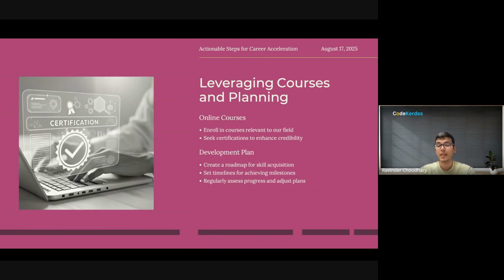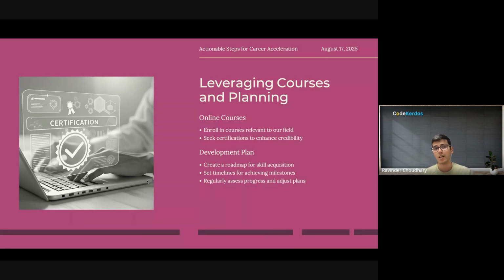Leverage the different courses and planning, guys. Online courses, as I said, certifications are like adding a feather in your cap. Certifications take you a long way only when you do the right set of certifications and you know how to show the impact of those certifications. So enroll into the courses which are relevant to your field or things which are trending in the industry.